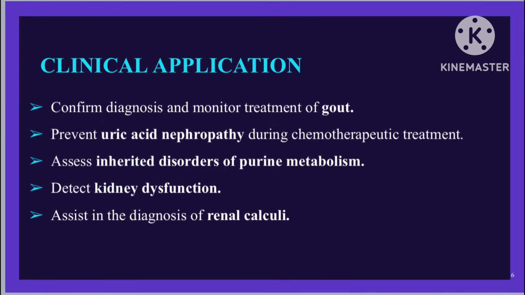These are the clinical applications that are found in our reference books. Uric acid determination will help confirm diagnosis and monitor treatment of gout. It will also prevent uric acid nephropathy during chemotherapeutic treatment. It will also help assess inherited disorders of purine metabolism, detect kidney dysfunction, and also assist in the diagnosis of renal calculi.